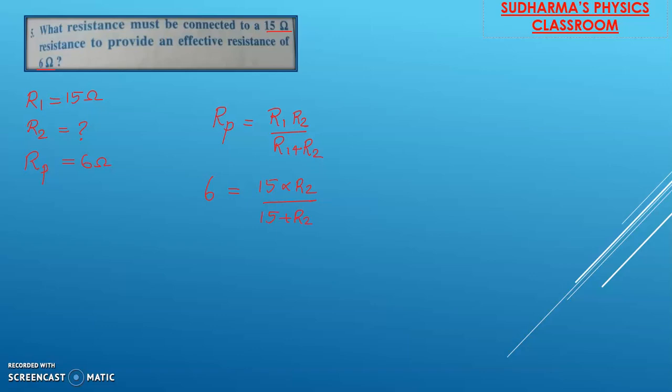So now let's cross multiply it. 6 into 15 plus R2 is equal to 15 R2. So 6 into 15, 90. 90 plus 6 R2 is equal to 15 R2. So if you bring all R2s together, it's going to be 15 R2 minus 6 R2, that's equal to 90. Solving it, 15 minus 6, you get 9. So 9 R2 is equal to 90, or R2 is equal to 90 by 9, that is 10 ohms.